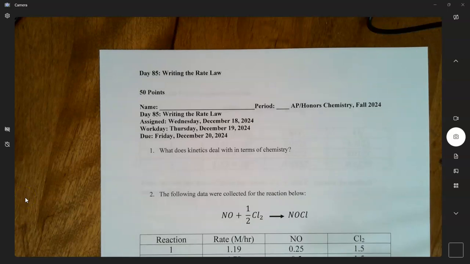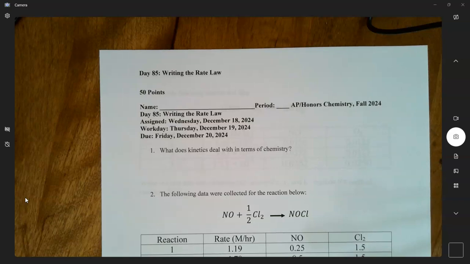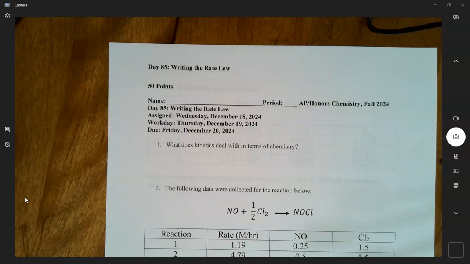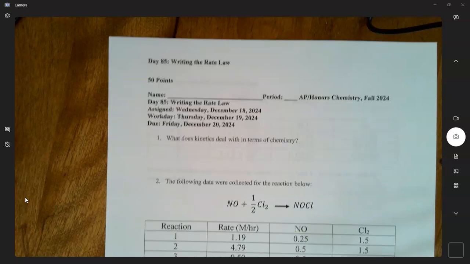AP Chemistry, this is the day 85 lesson, second lesson in the kinetics unit. It's on writing the rate law. So what does kinetics deal with in chemistry? Kinetics deals with the rate or speed of a reaction. It also deals with the rate mechanism. That is the series of steps that a reaction must go through to get from reactants to products.